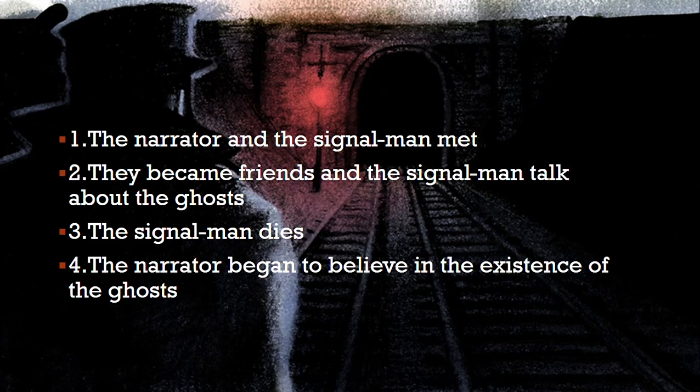I'm sorry, by the way, let's first summarize the events. Firstly, the narrator, a stranger, and the signalman met. Second, they became friends and the signalman talked about the ghost. Thirdly, the signalman dies. Fourthly, the narrator began to believe in the existence of the ghost. Yes, next, the themes.